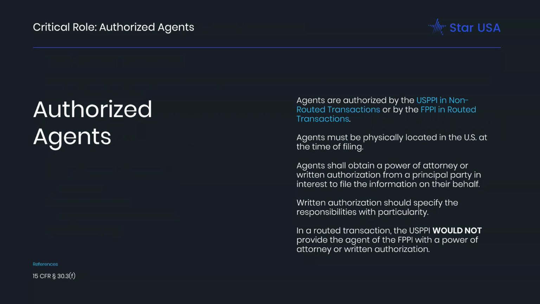Agents have the responsibility for obtaining a power of attorney or written authorization from one of the principal parties in interest to file the information on that party's behalf. That written authorization should specify the responsibilities with particularity. That means clarifying what they're filing and what information they're based on, what scope of filing they're allowed to do, if it's one transaction or multiple, things like that.